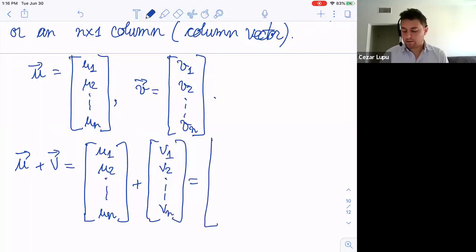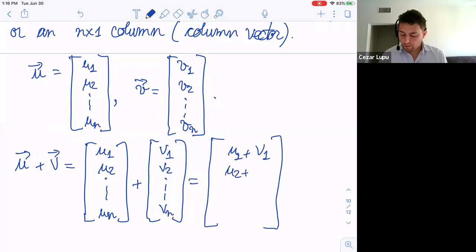And guess what? The same thing will happen as you might expect. This column vector will have the components U1 plus V1, U2 plus V2, and we go all the way to UN plus Vn. And that's it. And the same results for the operations would hold true even in this case. So it doesn't matter how you write them. You can write them as a column vector. You can write them as a row vector. It doesn't really matter.